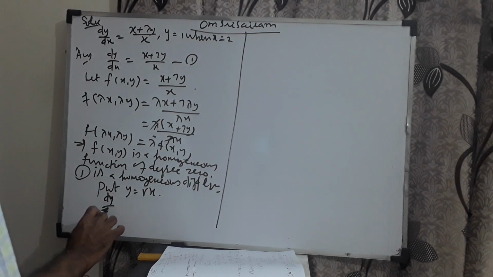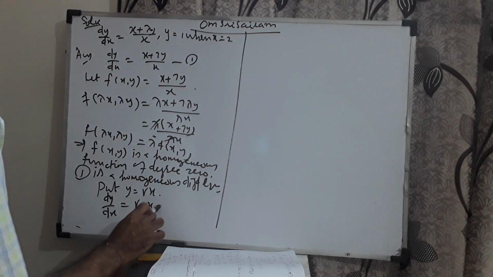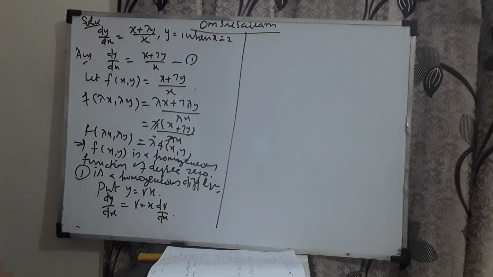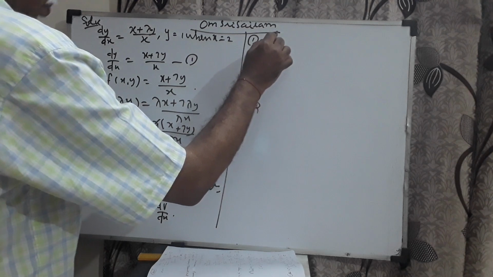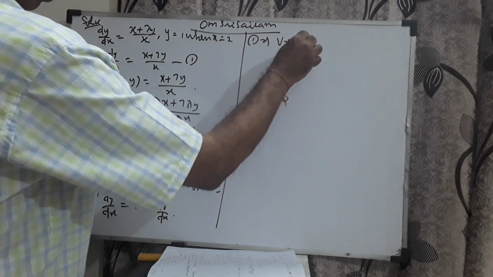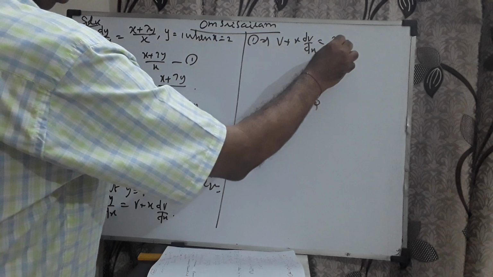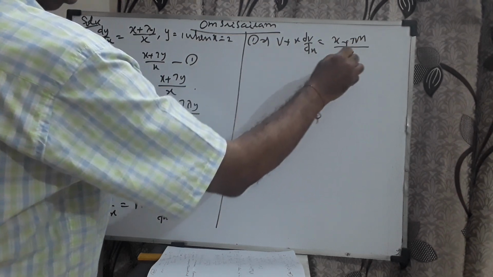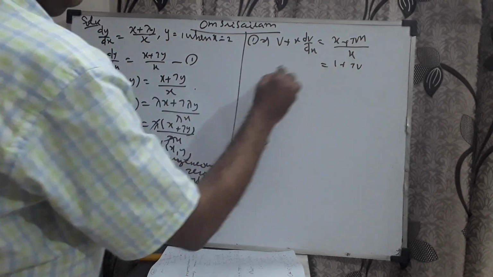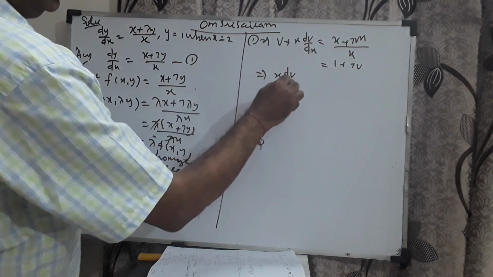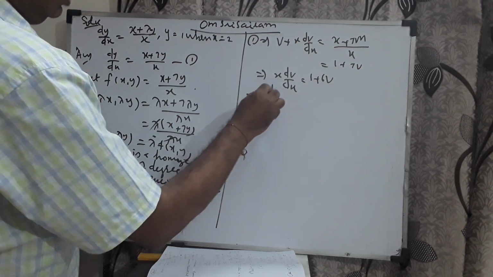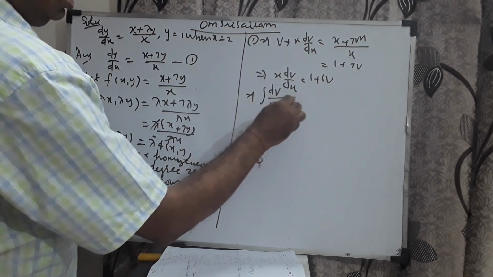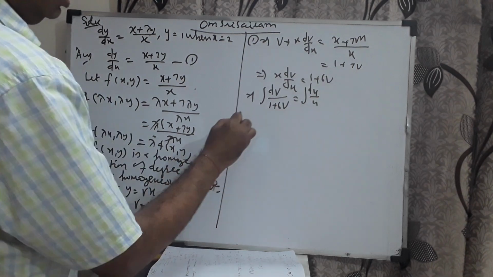Therefore, dy by dx will become v plus x dv by dx. V into 1 plus x into dv by dx, by the product rule of differentiation. Therefore, 1 will now become v plus x dv by dx is equal to (x plus 7vx) by x, which is equal to 1 plus 7v, which implies x dv by dx happens to be 1 plus 6v, which implies integral dv by (1 plus 6v) is equal to integral dx by x.